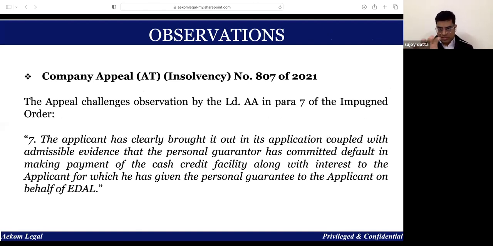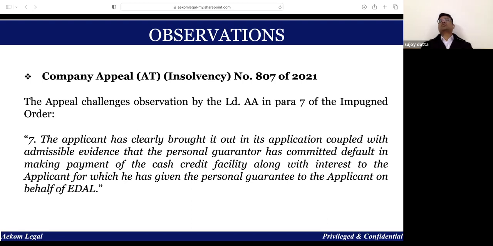Now, in our judgment, the one that we are discussing, the para 7, I've extracted it on screen, said the applicant has clearly brought it out in its application coupled with admissible evidence that the personal guarantor has committed default in making payment of cash credit facility.